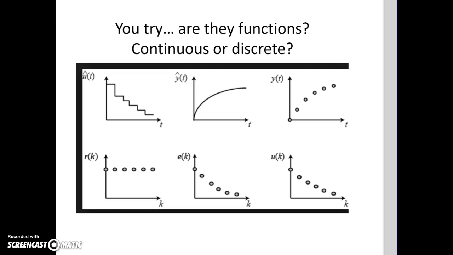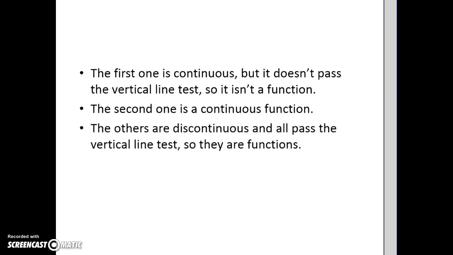The four here are not only discontinuous, but they are also individual points. So those other four are also discrete. That's how we determine continuous and discrete.